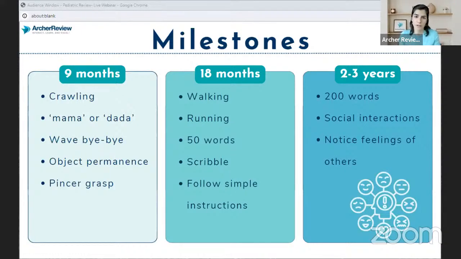You can also observe the child in your office. Are they able to make eye contact with you? Are they making eye contact with mom? Asking your screening questions before the visit or during the visit. Are they pointing to their own reflection in the mirror? Just making sure that they're socially and emotionally developing appropriately at this age is going to be really important as well.